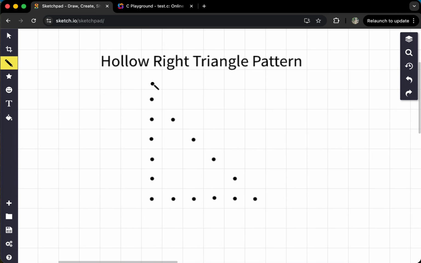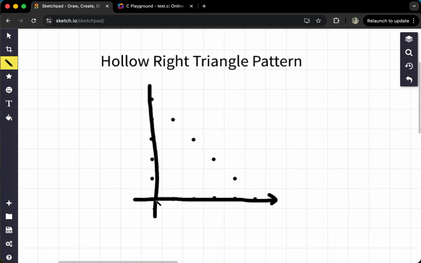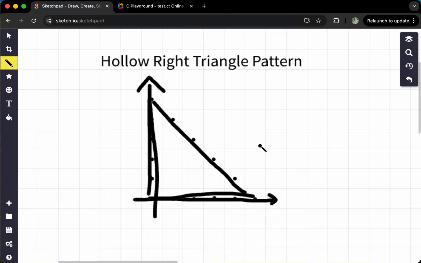So firstly, we will draw the x and y axis. So this would be our x axis and this would be our y axis. So how can we represent our triangle? So to represent the triangle, we can take three lines. So this triangle can be represented by three lines. So this is the first line, and this is the second line, and this would be the third line. So using these three lines, we can represent our triangle.